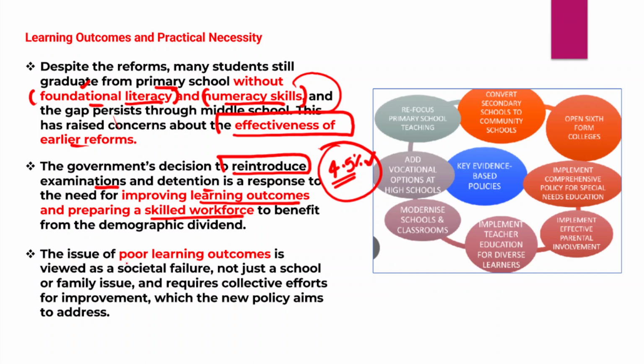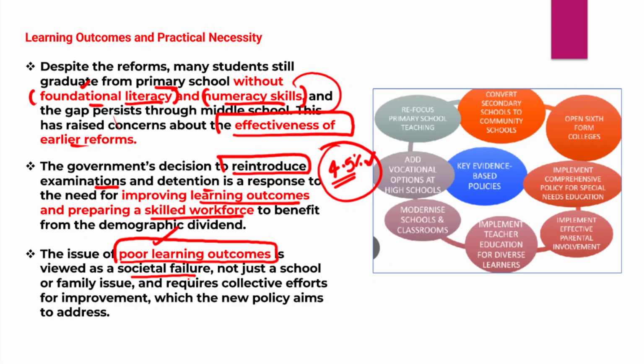And in fact, the issue of poor learning outcomes that we have been observing in primary and upper primary education is being viewed as a societal failure. It is not the failure of the school, it is not the failure of the students, teachers, or the parents, but it is a collective failure of the society, right?